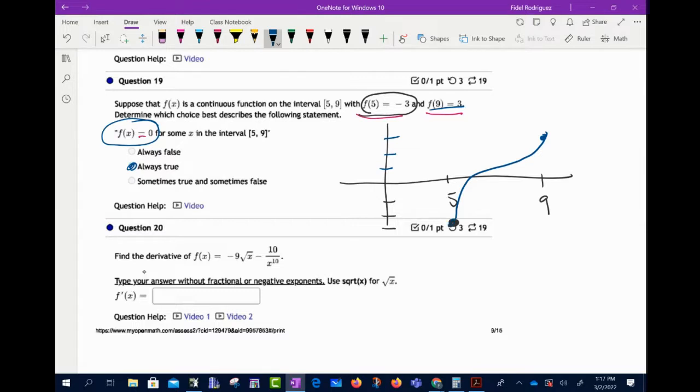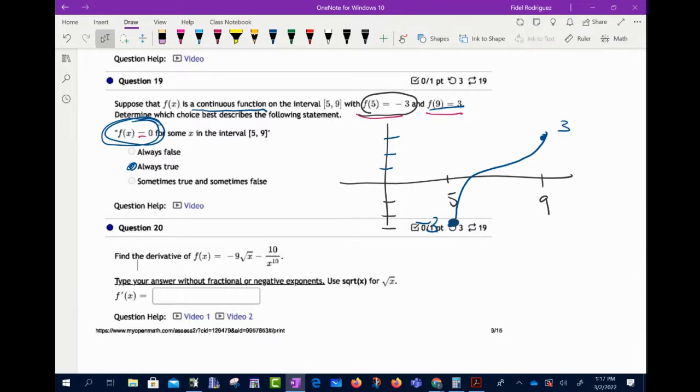Because in order for me to connect this value down here, which is negative, and this value up here, which is positive, I've got to pass through the x-axis, don't I? And passing through the x-axis means f of x equals zero. Does that make sense? And the reason why we can do that, y'all, is because it says it's what?